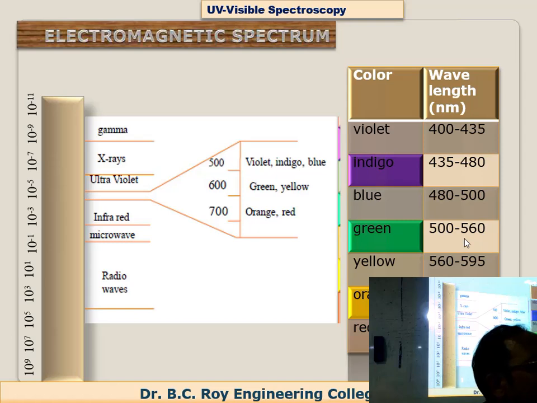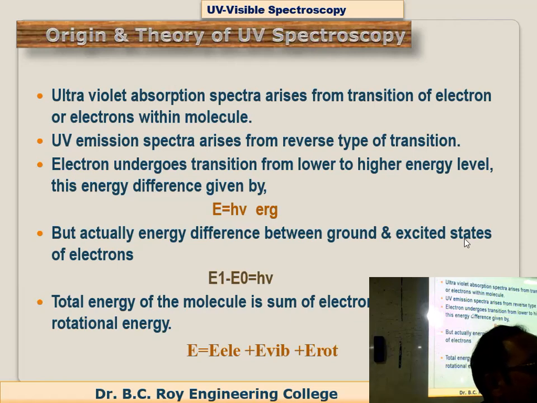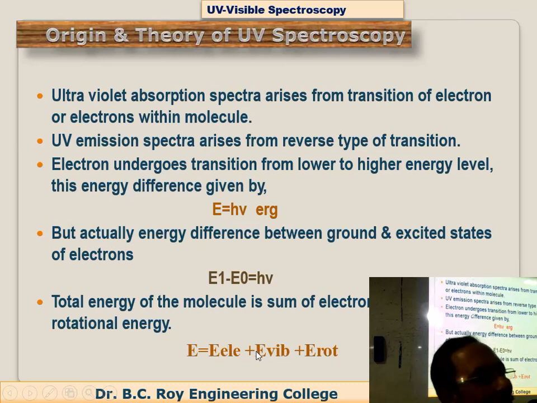And what does it do? Electronic transition. Sigma to sigma star, pi to pi star, pi to sigma star, this type of transitions. Now, a particular molecule, how many types of movement or types of energy does it have? One is electronic energy, that is the level itself, the electronic level.